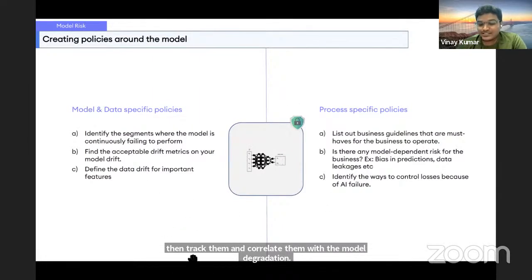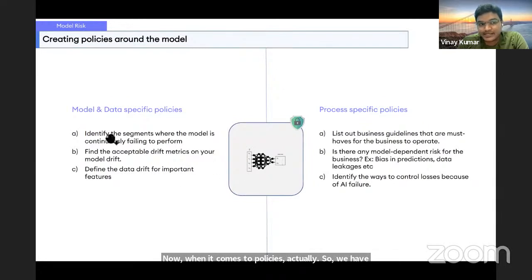Now, when it comes to policies, we have categorized these policies into two big buckets. One is model and data specific policies, and the other is process specific policies. For model and data specific policies, once we build a model, we do exhaustive stress testing to figure out the segments where the model performance is good and segments where it is bad, and try to create policies on segments where the model performance is not comfortable, and add those policies as an overriding methodology.